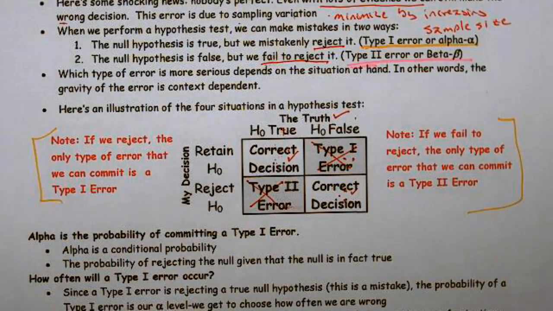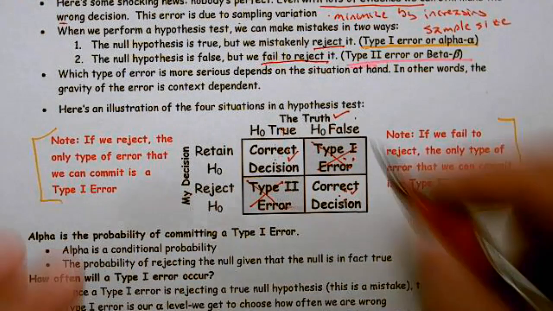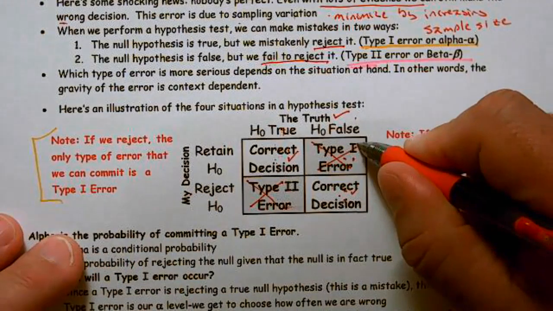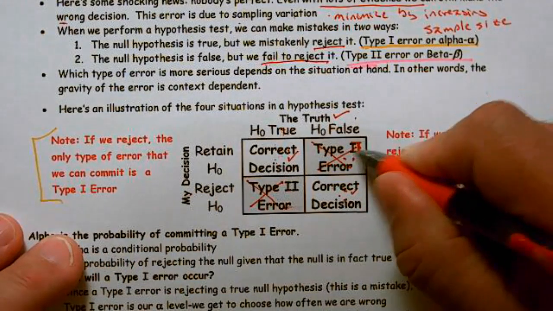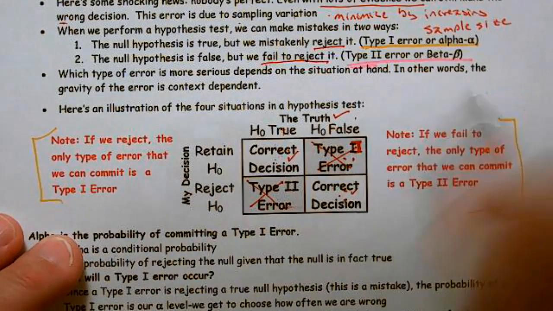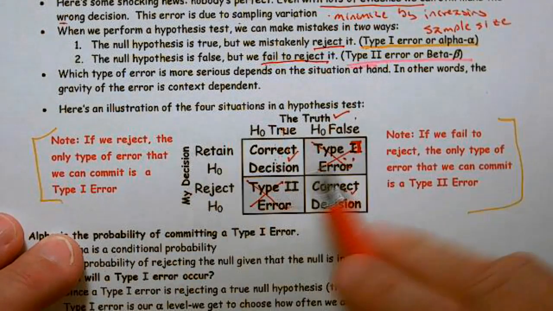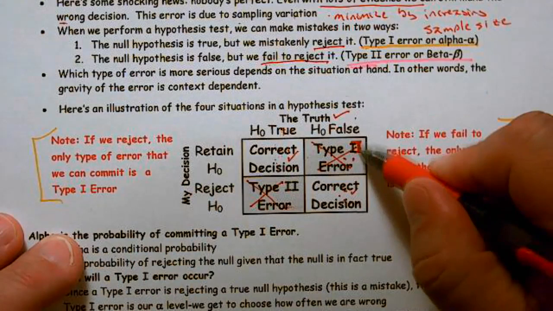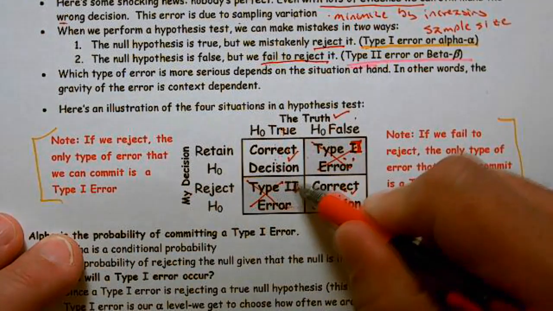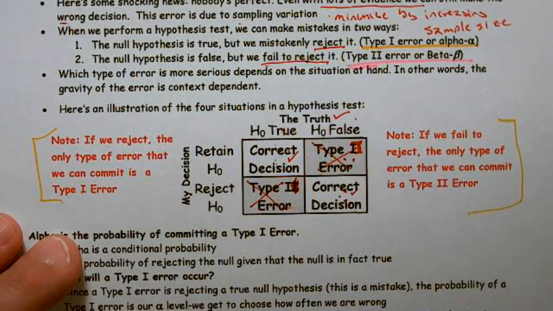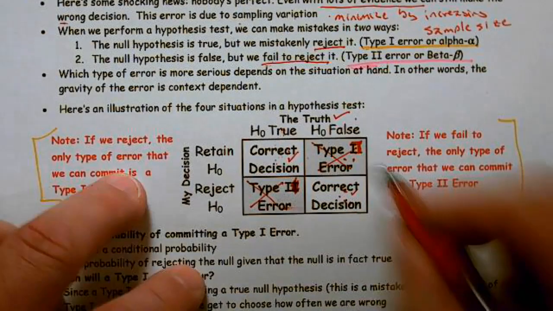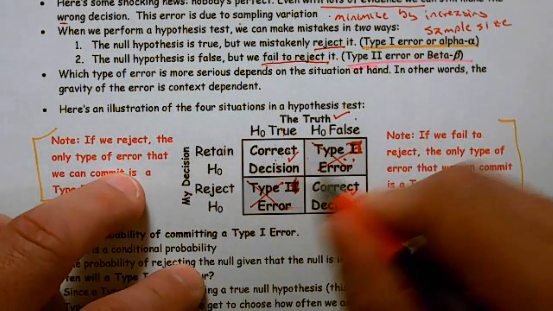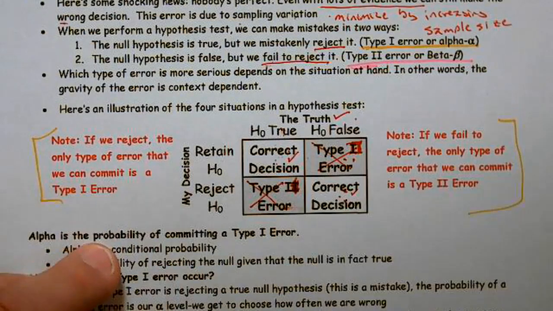Hold on, rejecting. These are labeled incorrectly. If they retain the null and the null is false, this is a type 2. This should have been a type 1. This is a mistake right there. Sorry about that. I need to go back and fix this. This should be labeled a type 1. This should be labeled a type 2. I'll get that fixed.